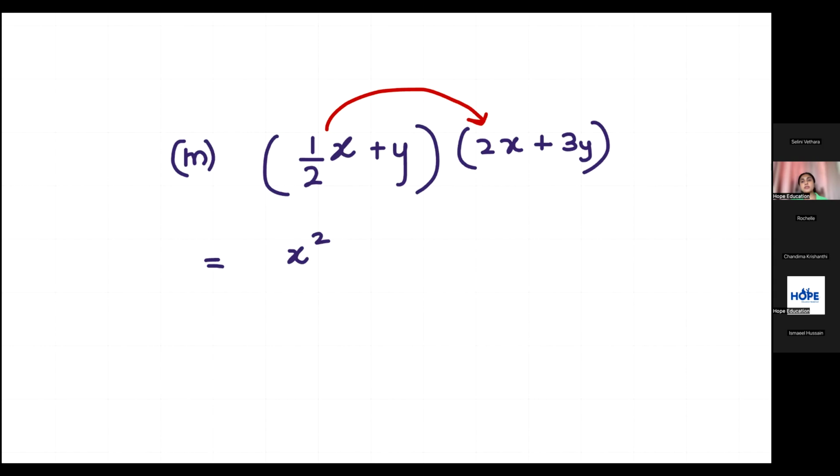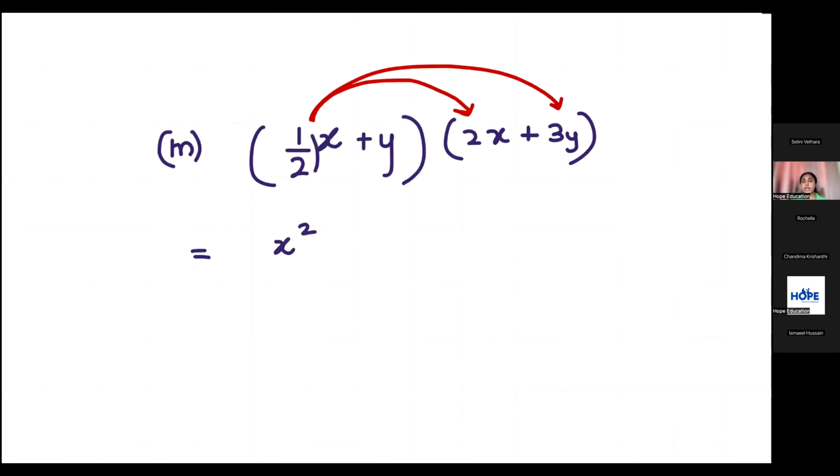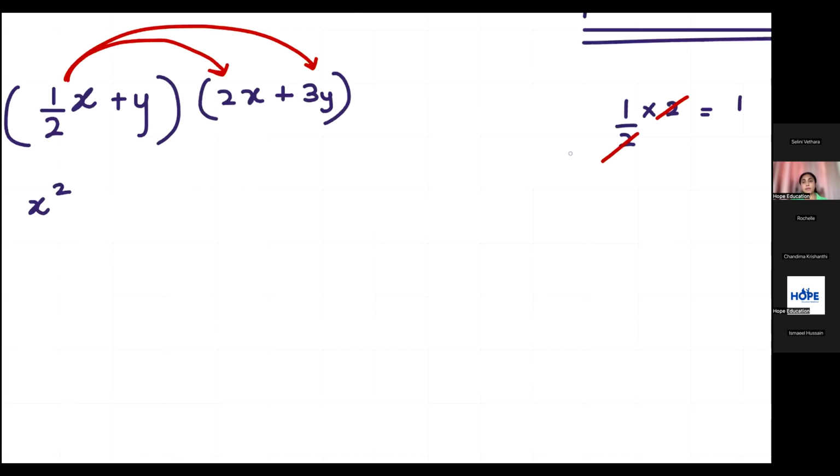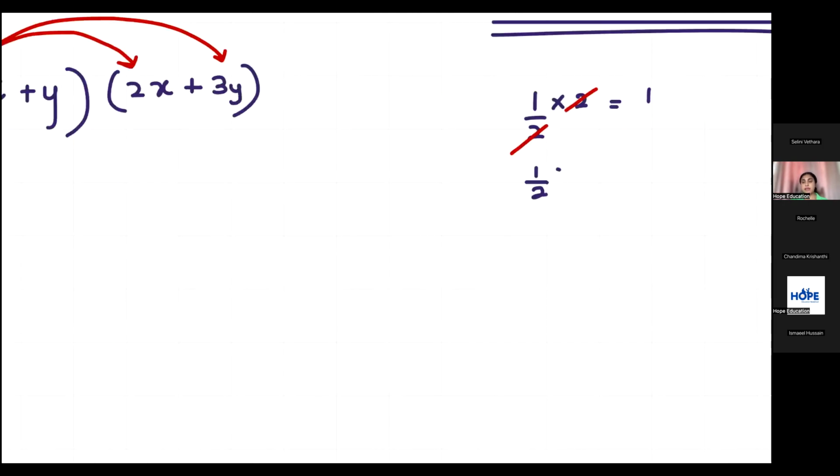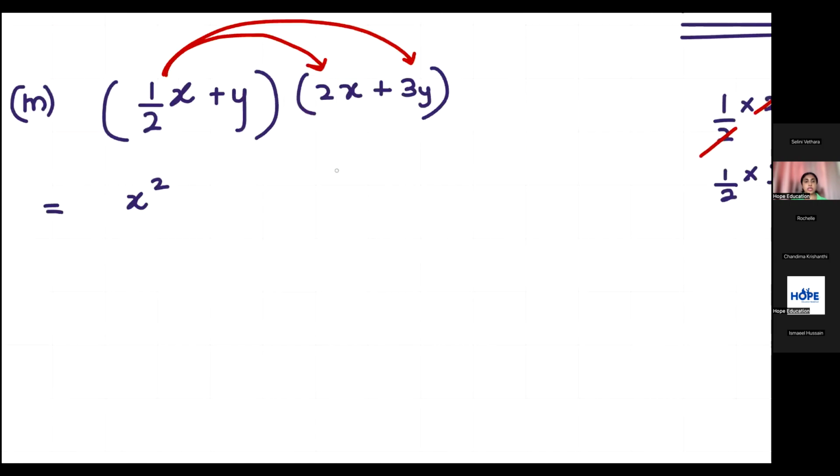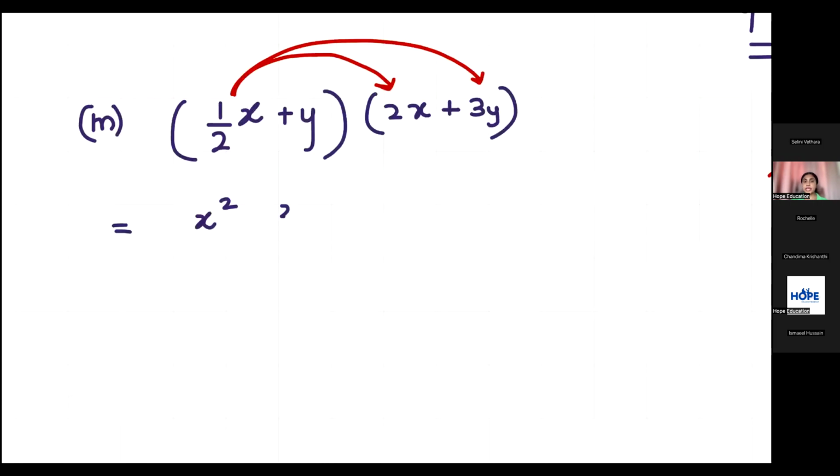Then 1 over 2x multiplied by 3y. First we multiply the numbers: here 1 over 2, here 3. Nothing is getting cancelled off, so 3 times 1 is 3 over 2. Here there is x, here there is y, so xy. Here plus, so the answer also gets plus.